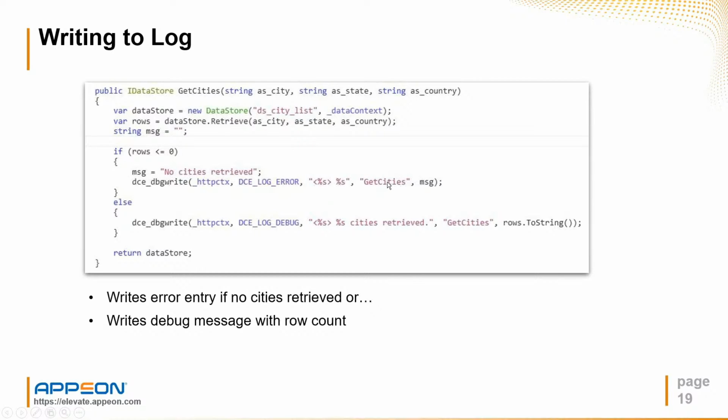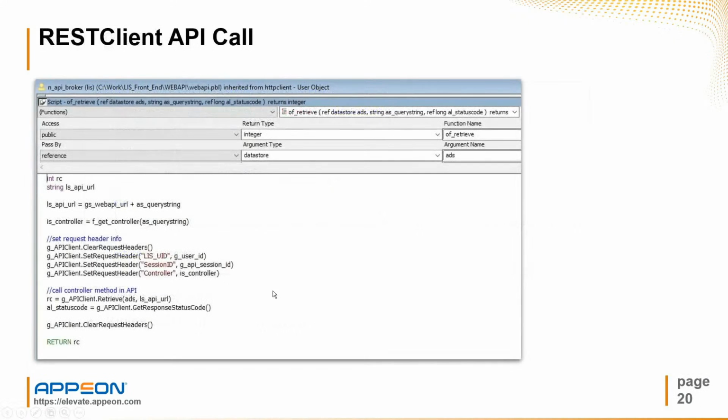Some parameters that we're going to parse: the name of the service, service method, and then a message. If it is successful, then same thing, we're just using the debug constant and the number of the cities retrieved, converting that number to a string, writing it out, and then passing back the data store.